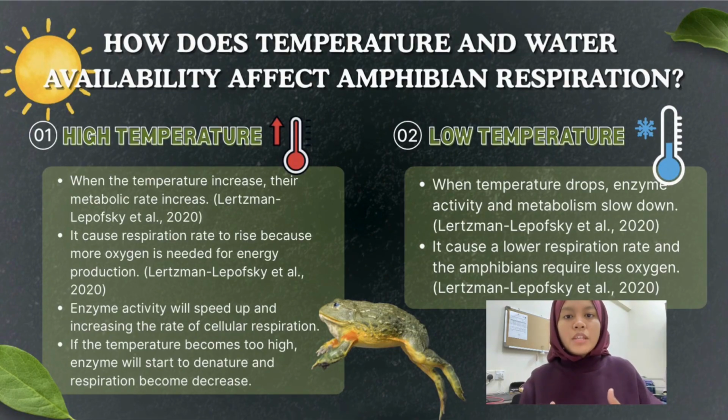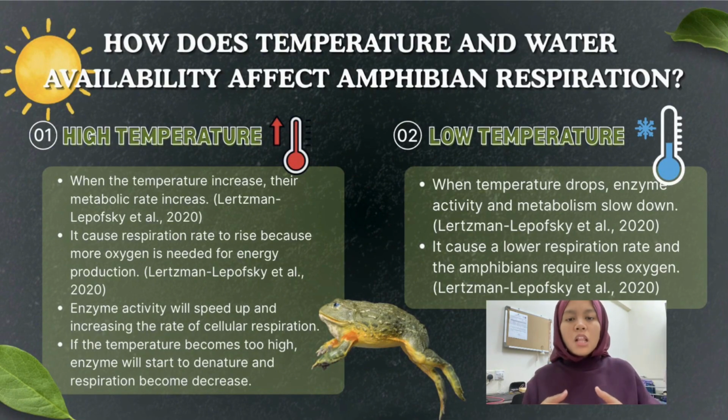Enzymes inside their body also work faster at warmer temperatures, which speeds up their cellular respiration. But if the temperature becomes too high, those enzymes may start to denature, meaning they lose their shape and can't function properly. When this happens, respiration efficiency drops and the amphibians may struggle to survive.